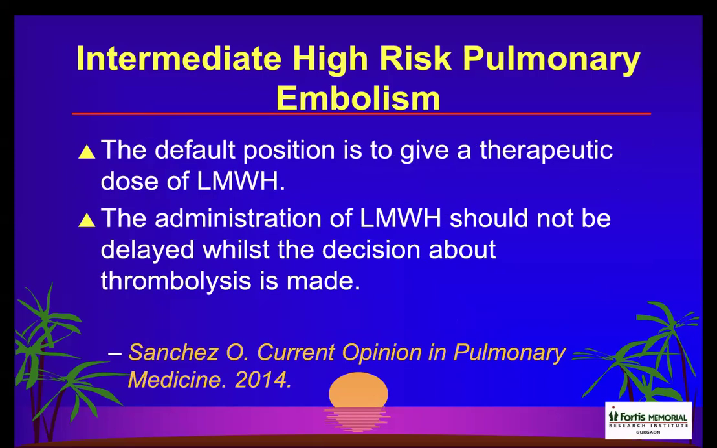But the current default position is to give a therapeutic dose of low-molecular-weight heparin in intermediate high-risk pulmonary embolism cases. The administration of LMWH should not be delayed while the decision about thrombolysis is made. So when you're trying to decide whether to thrombolyse these patients or not, please do not delay the administration of low-molecular-weight heparin. That is a very important step. It has to be given straight away.